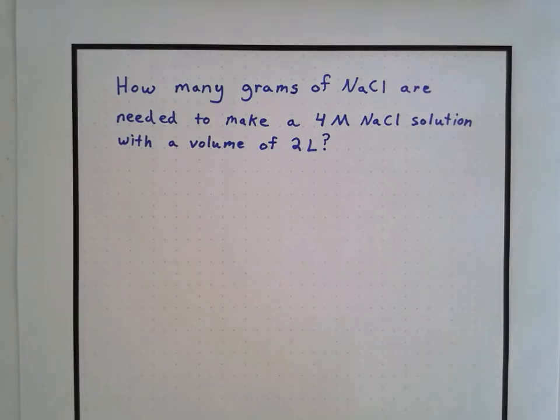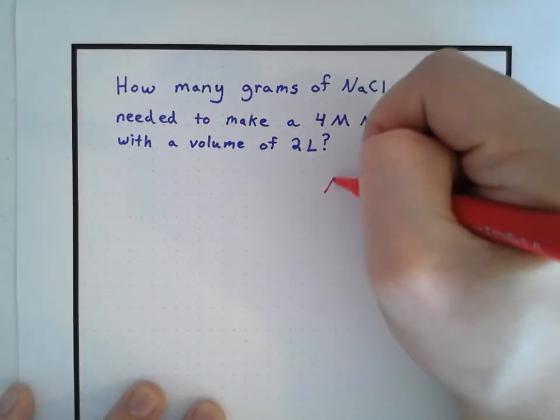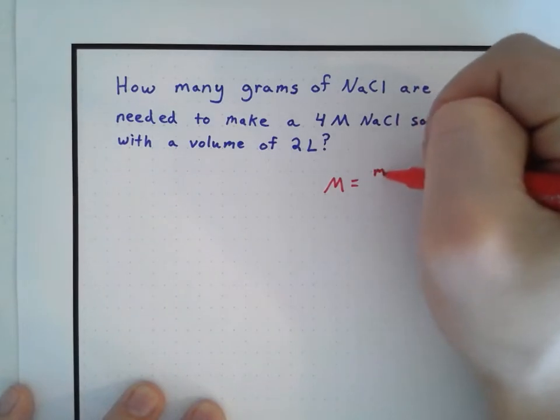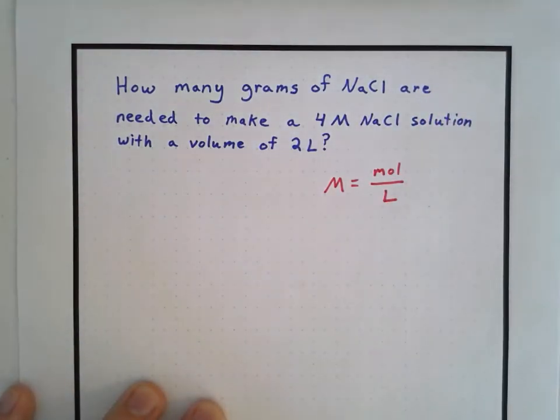Okay, so now we're going to move into some calculations that are a bit more advanced that involve the concept of molarity. Molarity, again, if you watched the earlier video, is equal to the moles of the solute per liter of the solution. In this particular problem, they want to know how many grams of NaCl or salt are needed to make a 4 molar sodium chloride solution that has a volume of 2 liters.